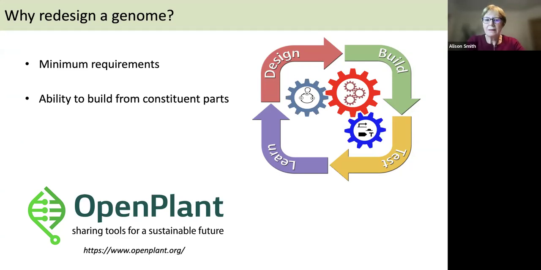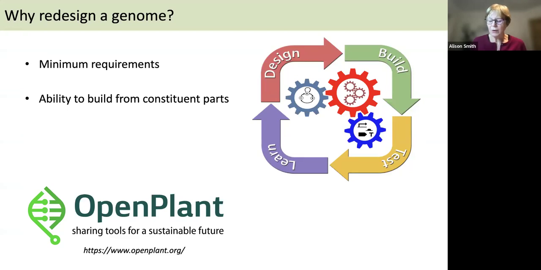So it tells you something about the minimum requirements for a genome. What is it that you need? How can a genome initiate? And the ability to build it from constituent parts means that you can redesign it and you can modify it so you can exploit it for your own particular ends.